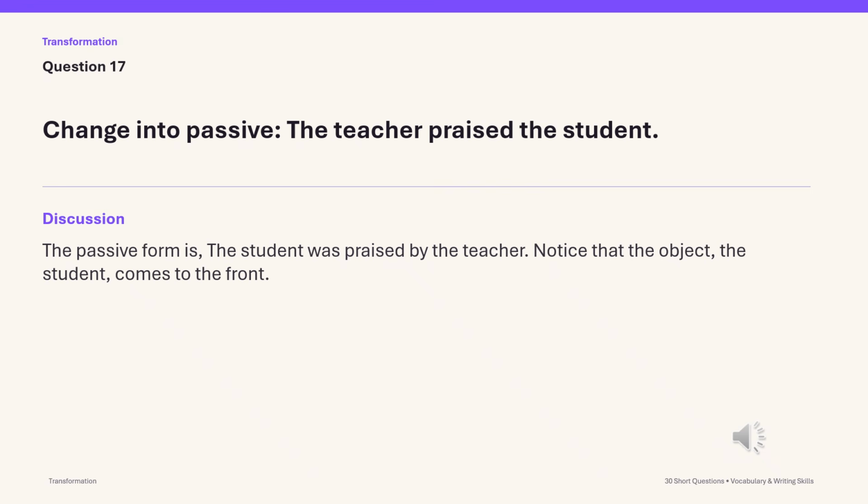Okay. A few things that we need to remember is that in active voice, the subject does the action. For example, in the sentence the teacher praised the student, the teacher is doing the action. But in passive voice, we focus on the person or the thing that is receiving the action. So the student comes first, and that is why we write it as the student was praised by the teacher. Passive voice is useful when the action or receiver is more important than the doer.